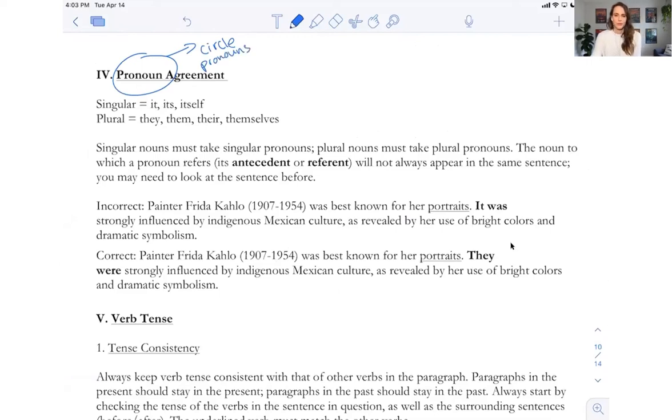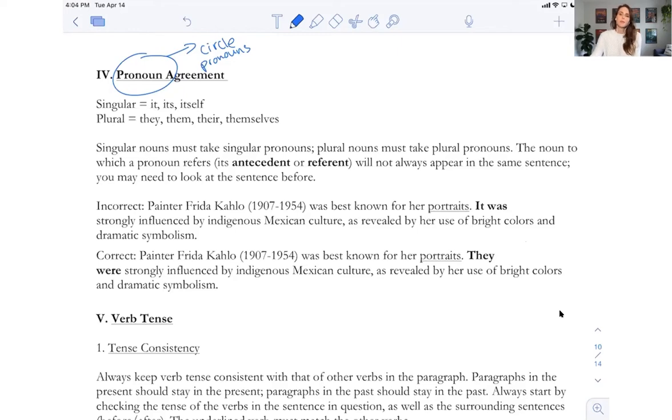Why do you need to circle pronouns? Does anybody know why? Can you put it in the chat? Why are we circling our pronouns? I have my fingers crossed, at least one of you knows. Why do we circle pronouns? Anybody know? Perfect.